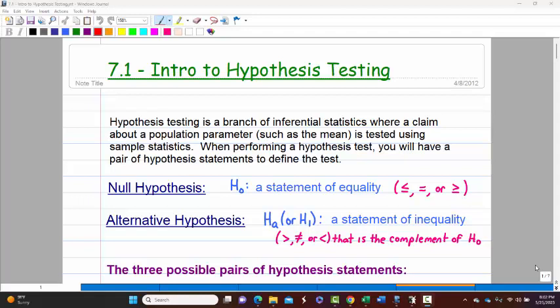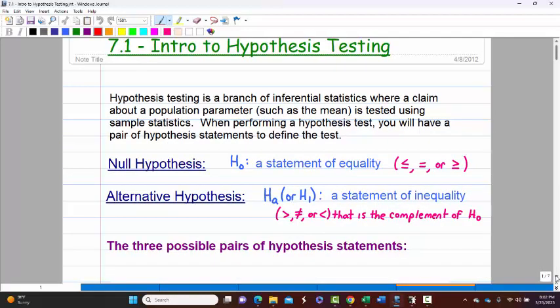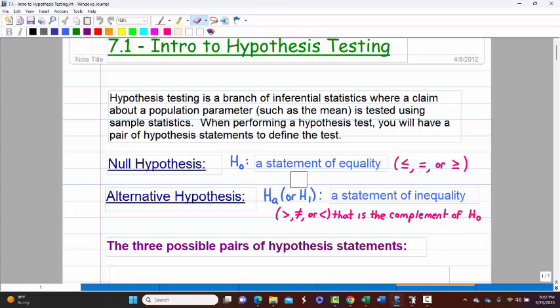And now, hypotheses come in a pair of statements that works together. We have the null hypothesis, H0. It's always a statement of equality. So the null hypothesis will always have either less than or equal, or greater than or equal to.